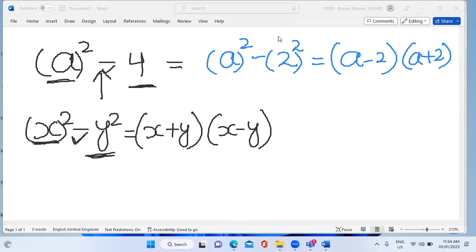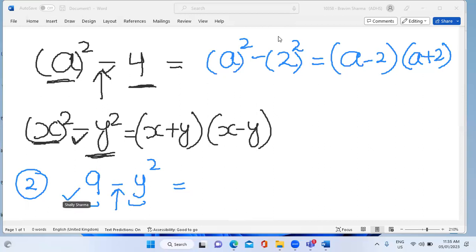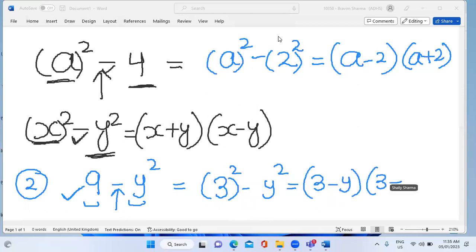Same kind of question might come in a different order, for example, 9 minus y squared. So again, the question is factorize it. We see that there are two terms. There is a difference. One term is written as a square. So we have to think, can we write 9 also in squared form? Yes, we can. So this is 3 squared minus y squared, and this will be equal to 3 minus y times 3 plus y. This is the factorization of 9 minus y squared.